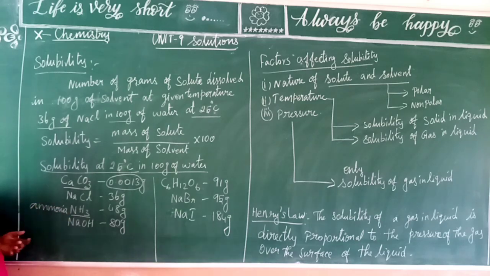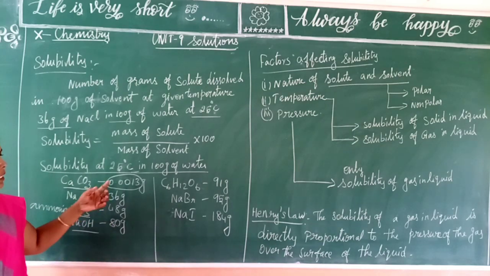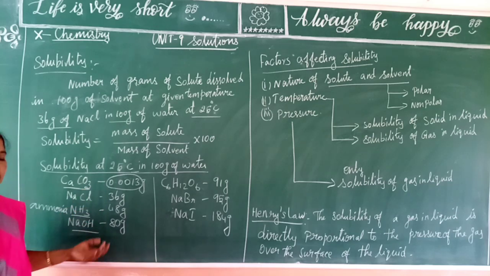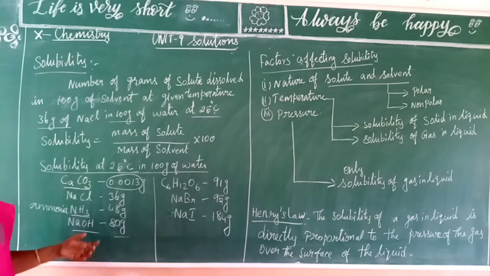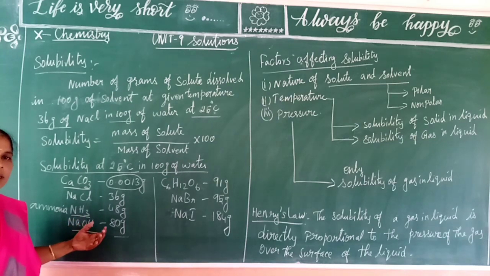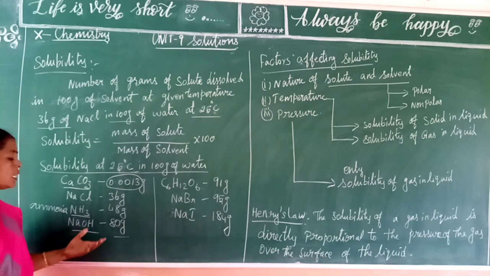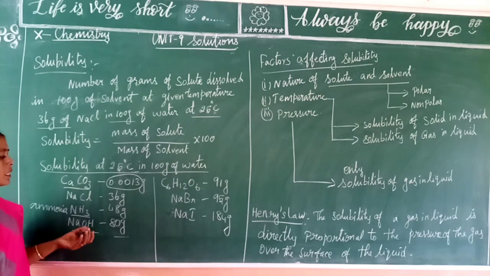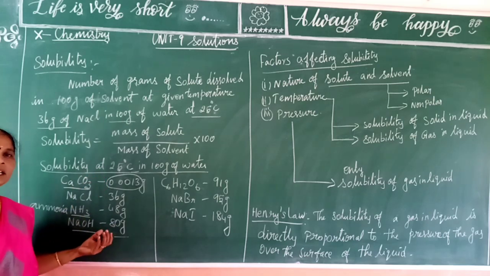Okay. Next sodium hydroxide. It is a base. Sodium hydroxide dissolves in water. How many grams of NaOH dissolve in 100 gram of water at 25 degrees centigrade? 80 gram. Suppose the temperature decreases, the solubility also decreases, the solute also decreases.